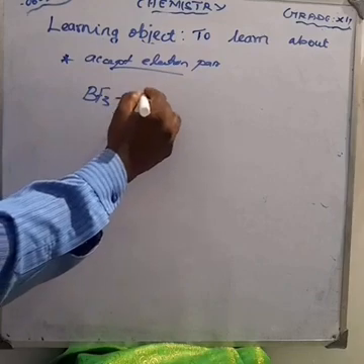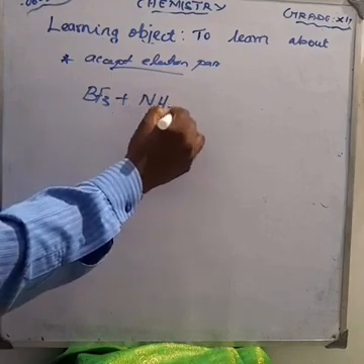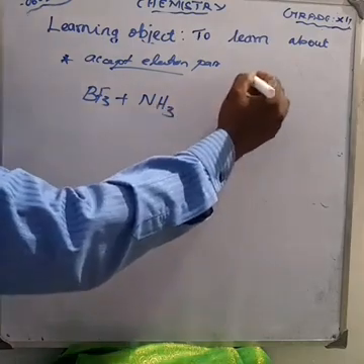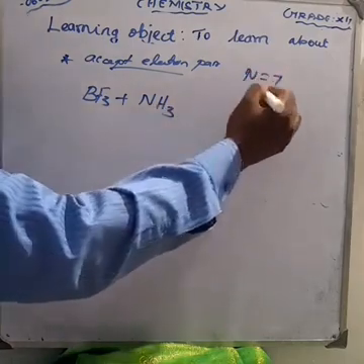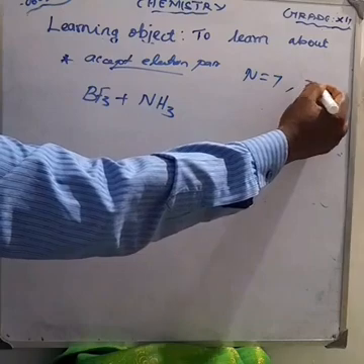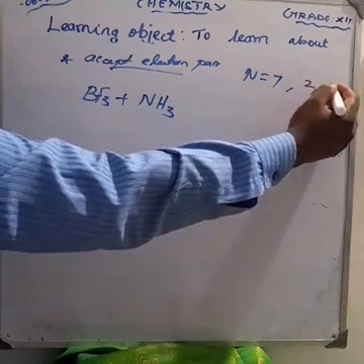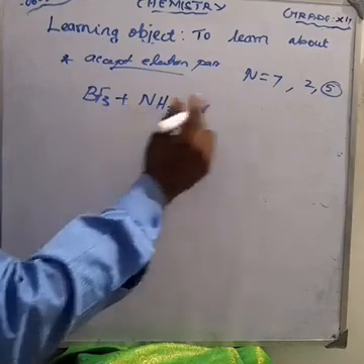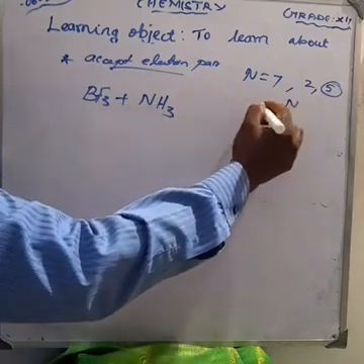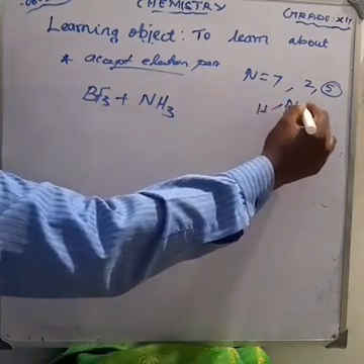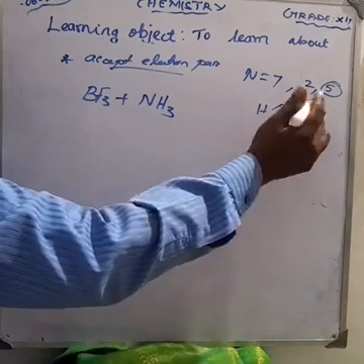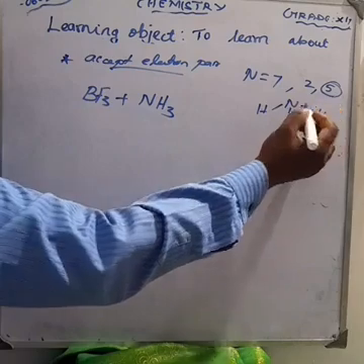Ammonia is an electron rich compound, NH3. Because what is the atomic number of nitrogen? Nitrogen is 7. Am I right? First shell we can write 2 electrons, second shell 5 electrons. So how much hydrogen is there? 3 hydrogen. Nitrogen is surrounded by 3 hydrogen. This is 1 hydrogen, 2 hydrogen, 3 hydrogen. So the outermost shell of nitrogen has 5 electrons.